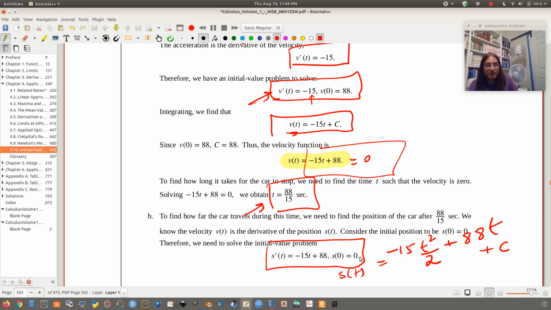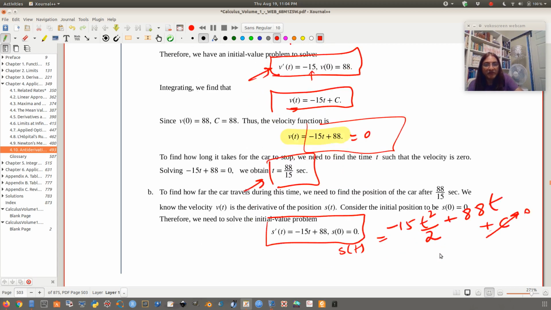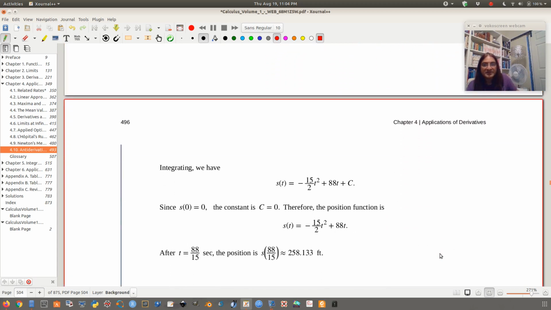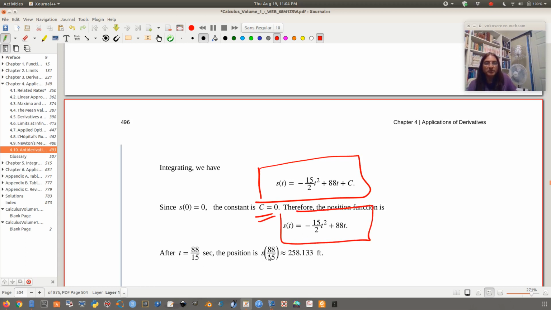But s of 0 is 0. So if you plug in 0 and 0 here, then it tells us s of 0 is equal to c. So c is 0. So this is our function. And then we have to find out where our position is at time 88 over 15 seconds. Plug in 88 over 15 into this function, and we get the answer.